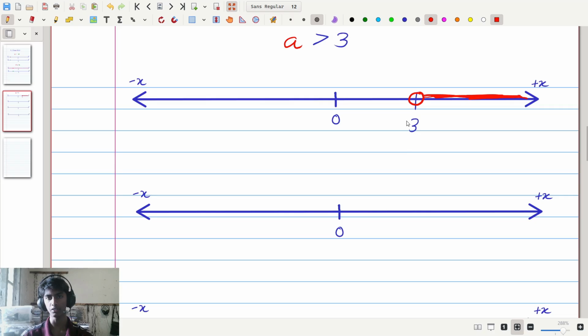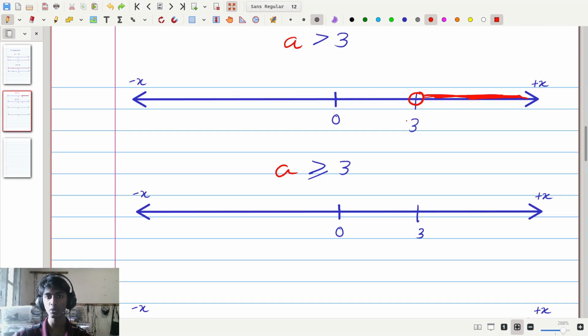There's another version of this where we have an equal sign as well, and that is A greater than or equal to 3. I will just use the same symbol because that's easier, so we'll still use the range 3. What A greater than or equal to 3 means is that A could be 3 as well, and it could also be any number greater than 3.